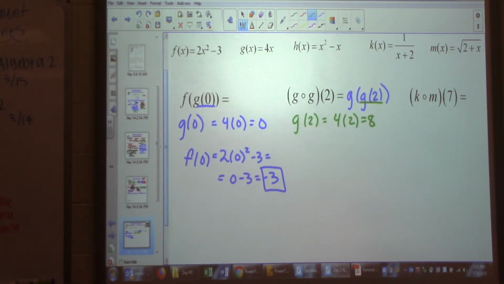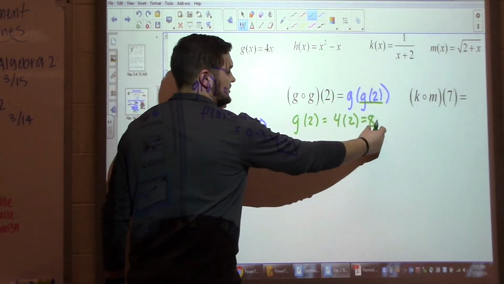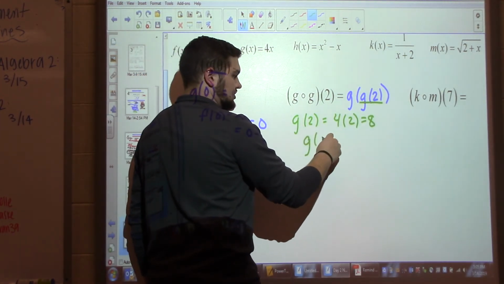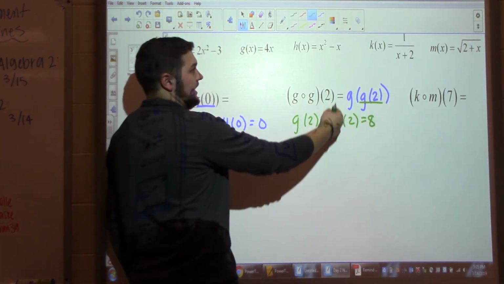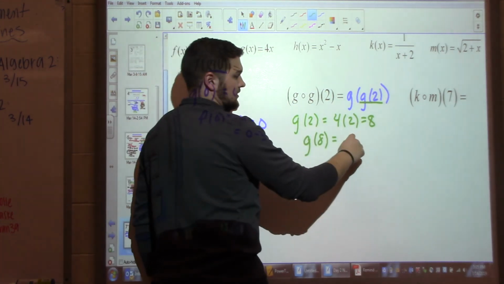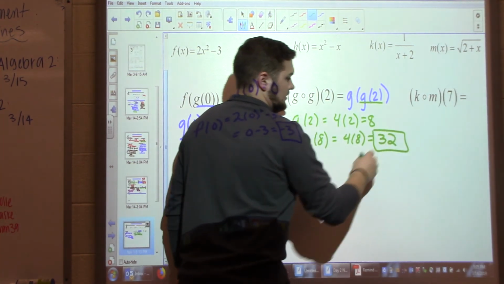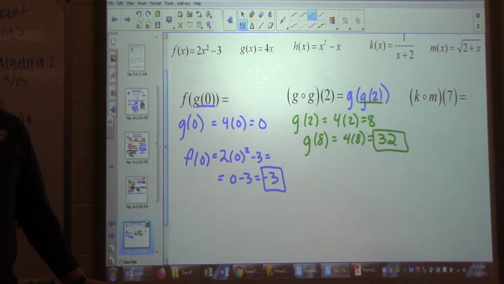So what I'm going to do, take 8, because it equals g of 2, I'm replacing that with 8. g of 8. Then I plug 8 into my g function. 4 times 8 is 32. And that's my answer. Does that make sense? Yes? No?